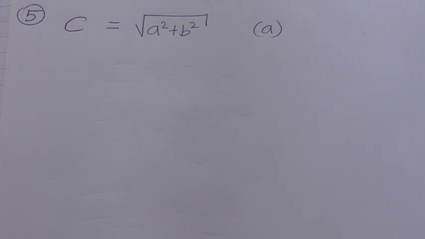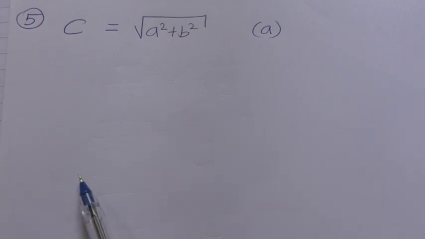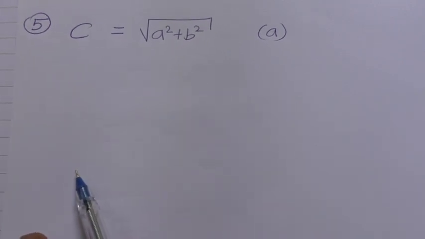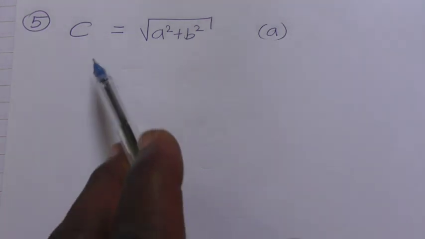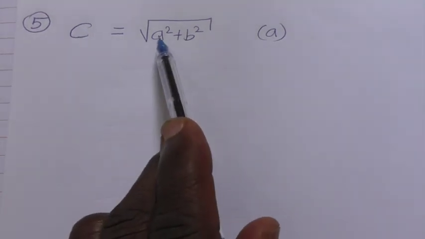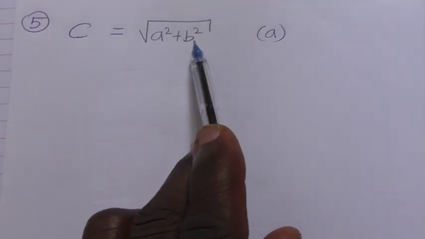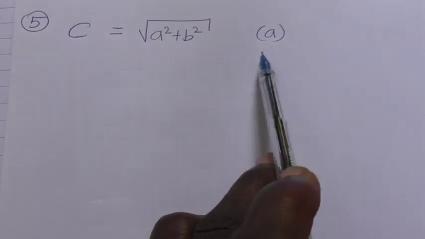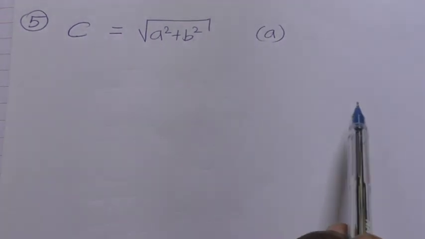We are back. This is our third lesson, and in this particular lesson, we shall be looking at our next two examples on how to change the subject of the formula. We are looking at number 5, which says that C equals the square root of a squared plus b squared. And I want us to make A the subject.